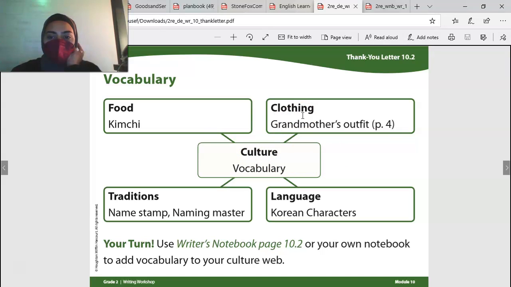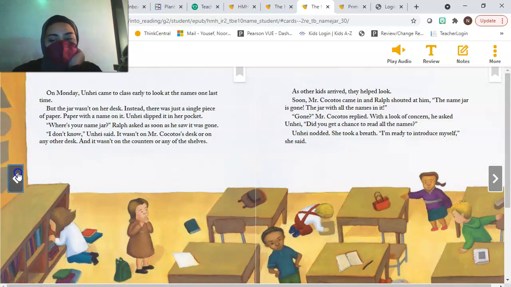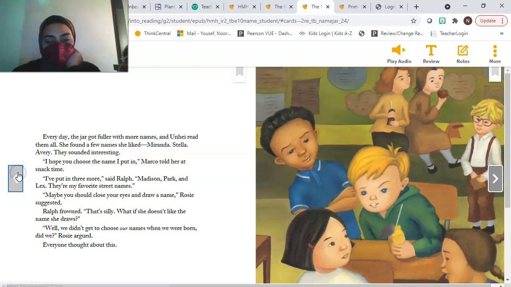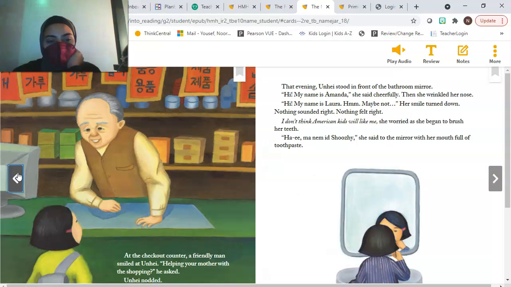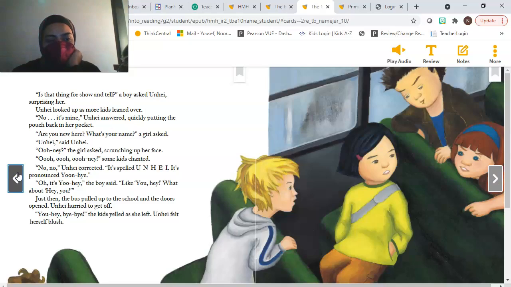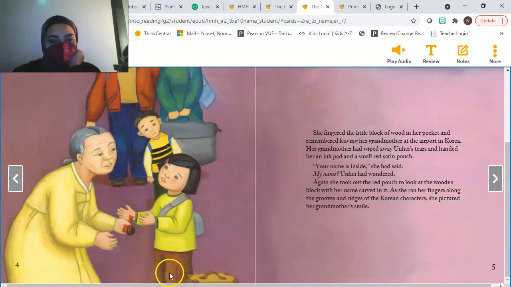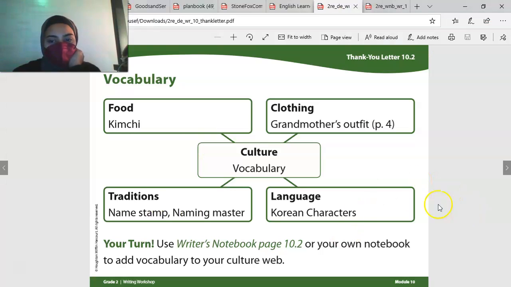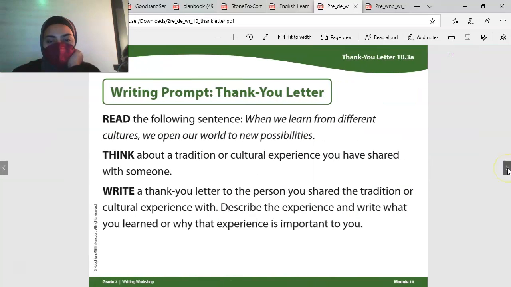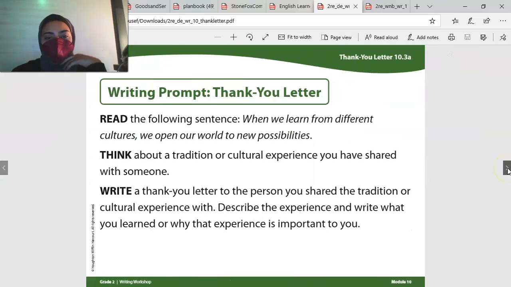She also mentioned her grandma's outfit, how her grandma is dressed on page 4. Let's go back and look. How is her grandma dressed? How is Yoonhai dressed? No, she's dressed just in normal clothes, right? Jeans and a shirt. Okay, but look, I didn't even pay attention to how she was dressed in the beginning. Let's go back and look. Oh, she's just dressed like a kid, but look at her grandma. How's her grandma dressed? Good, in Korean clothes and her Korean dress. And the characters, they're Korean, they speak Korean. And the traditions is like the name stamp, and they go to a name master, not like us where our parents name us.